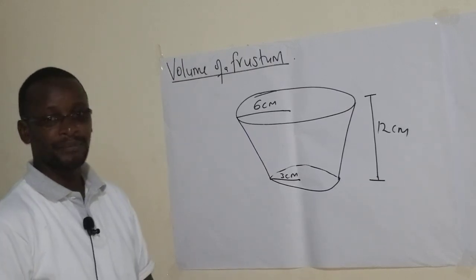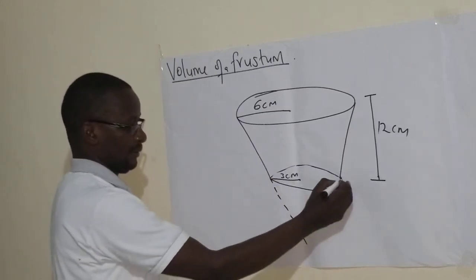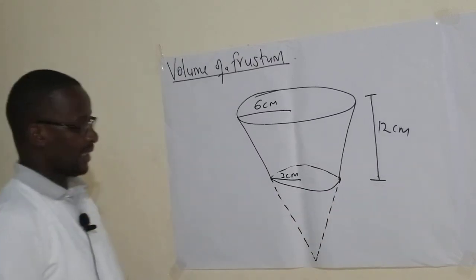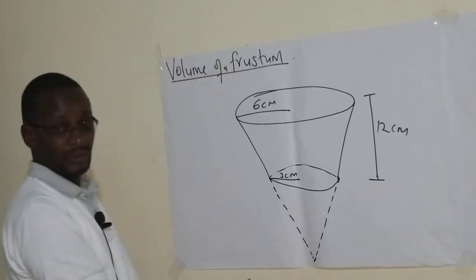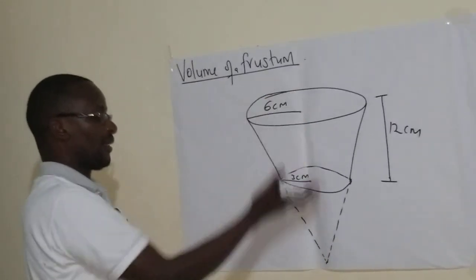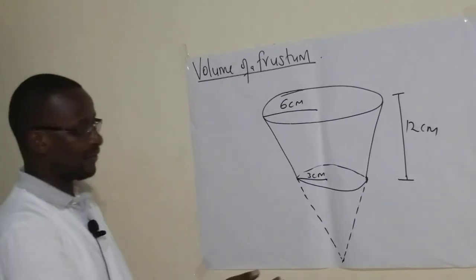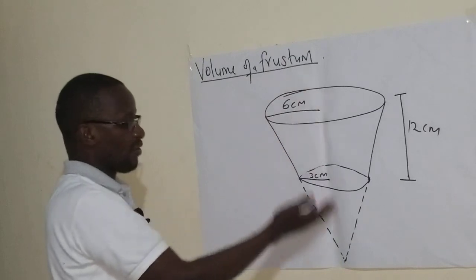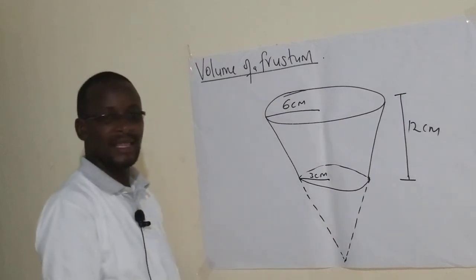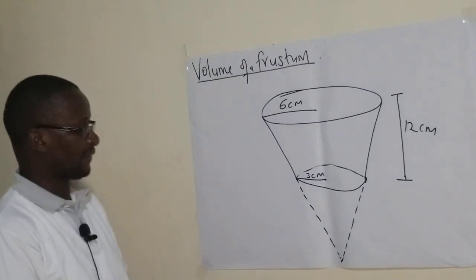The first thing you do is you complete the cone using some dotted lines, such that now you are going to have two cones. You have this smaller cone, the one you have just drawn by completing, and you have the larger one now. So the volume of the frustum will be given by the difference of the volumes of the larger cone and the smaller cone. So you get the volume of the larger cone, and also get the volume of the smaller cone, then you subtract to get the difference.